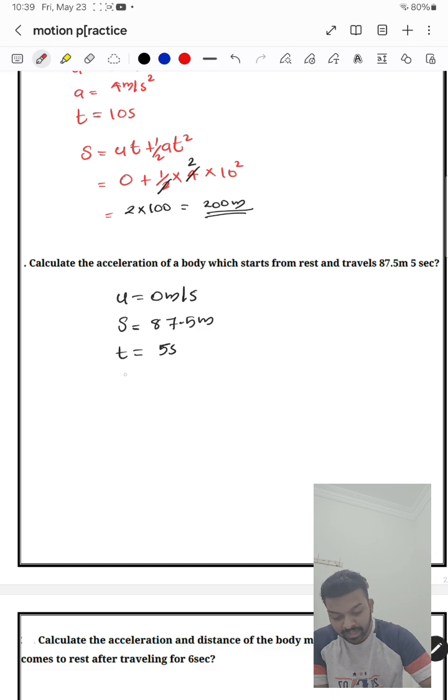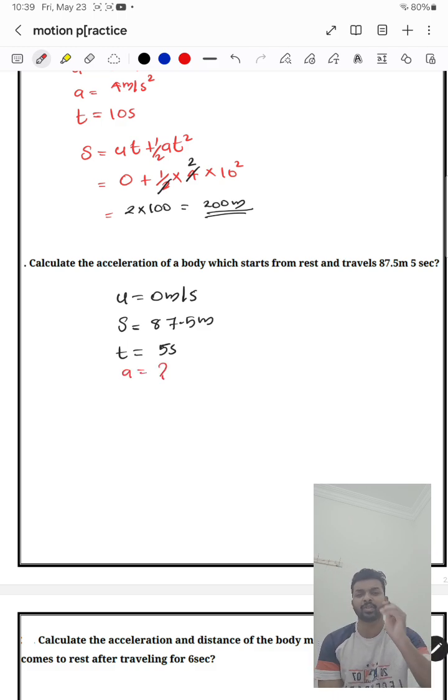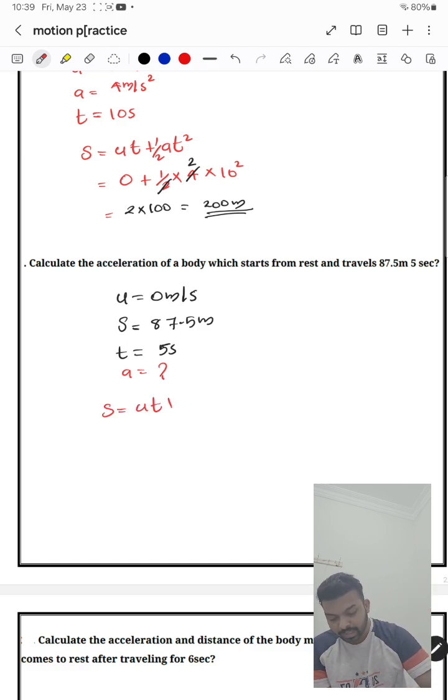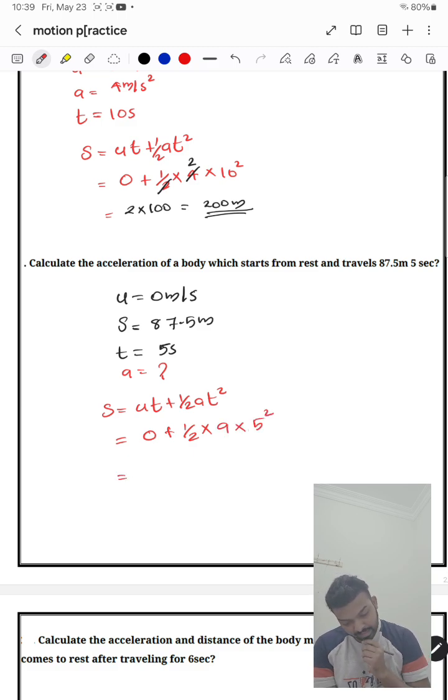You have to find the acceleration, right? So this is to be found. So what is the equation? We understood. This is how we find which equation to be taken. Clear? So what is it? S is equal to ut plus half at square. So it is 0 plus half into a into t square, 5 square. So this becomes half into a, right? So you know what s is, right?